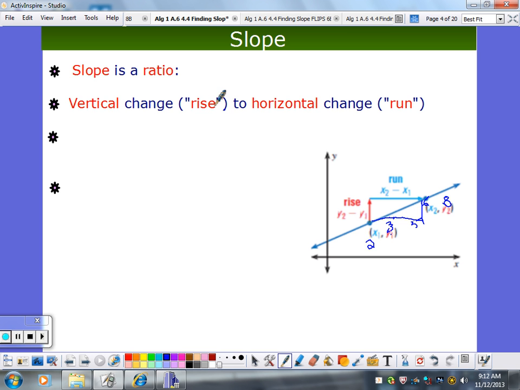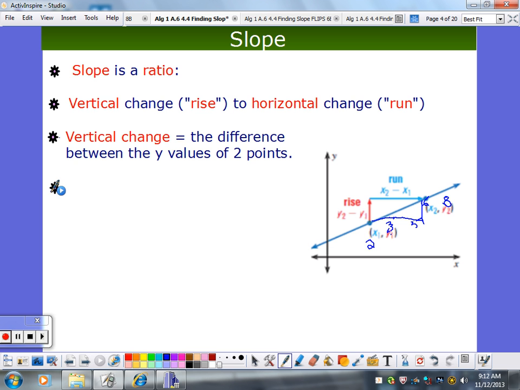Now we use these words, rise over run. Rise is just another way that people think is easier to remember than vertical, because rise goes up, right? When you rise, you go up. So that's a vertical change. And when you run, you go this way. So rise over run is just a way to remember vertical over horizontal. Vertical over horizontal. Important.